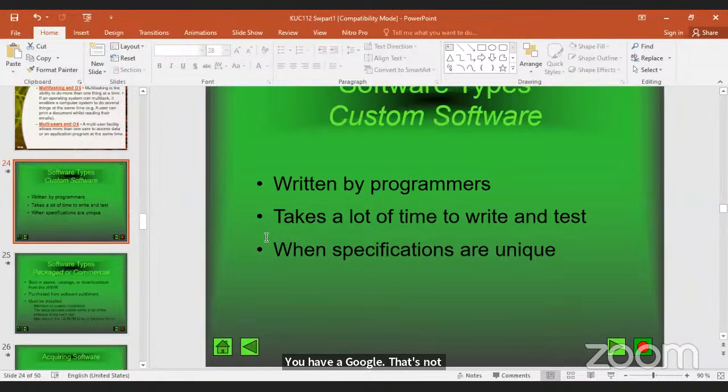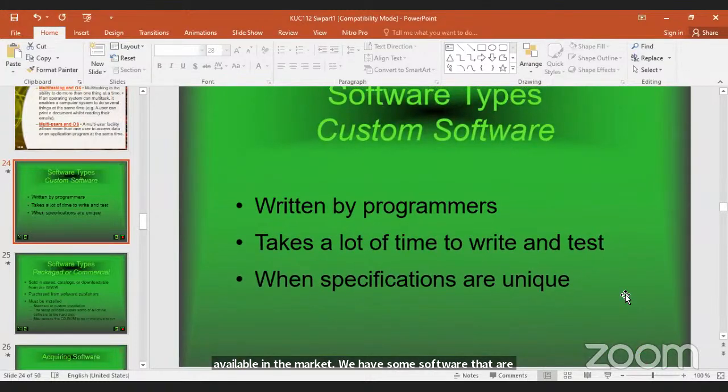So we have different types of software that are available in the market. We have some software that is written by programmers and has been built over a long period of time.